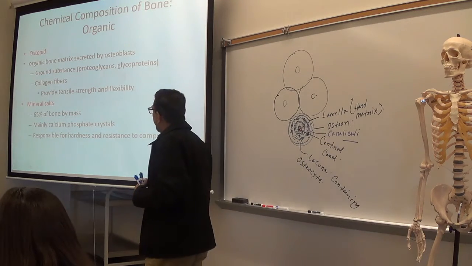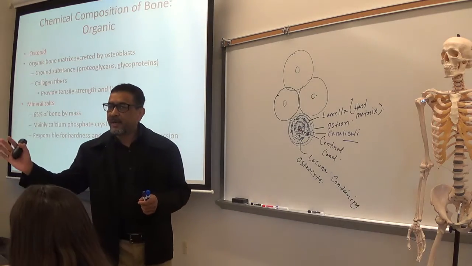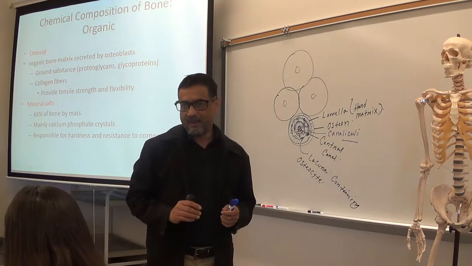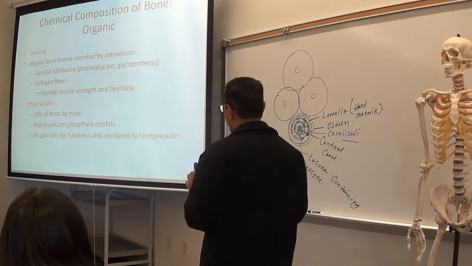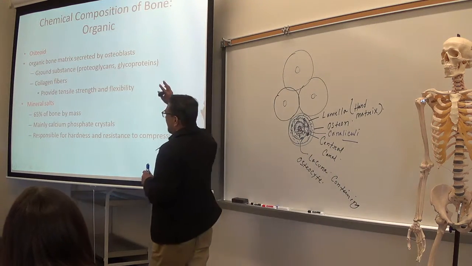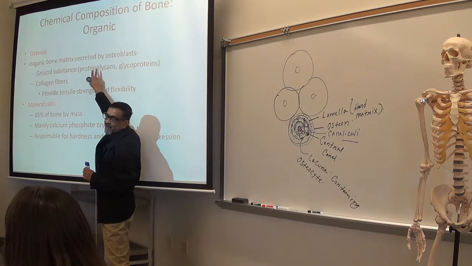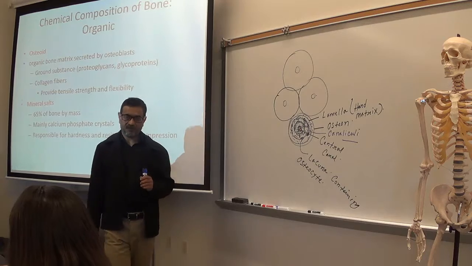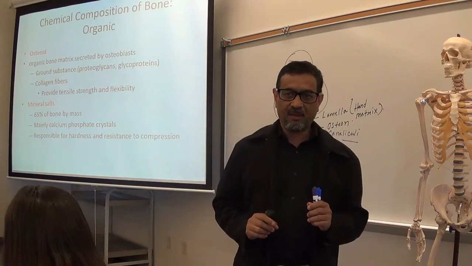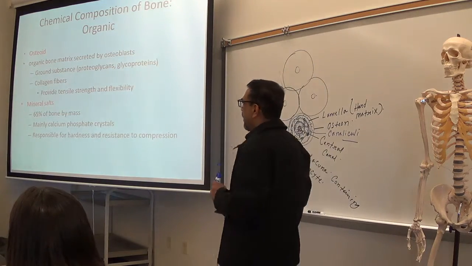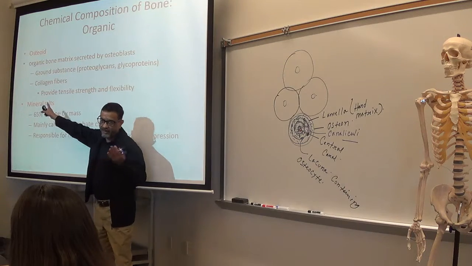Chemical composition of bone. Bone has both organic and inorganic chemicals. Now write it down. Organic chemicals are called osteoid. So osteoid is the organic part of the bone, and mineral salts are inorganic.